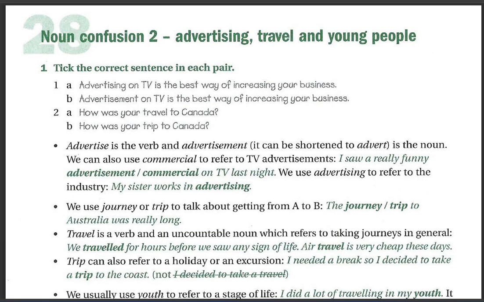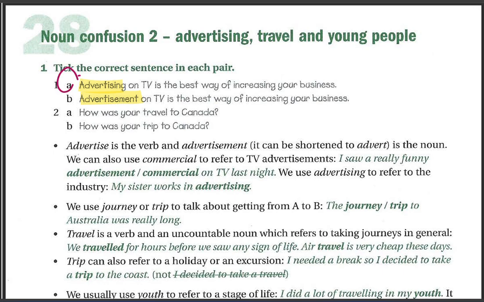Now, Unit 28, Noun Confusion Part 2, about advertising, travel, and young people. Look at part 1. Tick the correct sentence in each pair. Number 1. A. Advertising on TV is the best way of increasing your business. B. Advertisement on TV is the best way of increasing your business. So, which one is correct? Advertising or advertisement? What do you think?